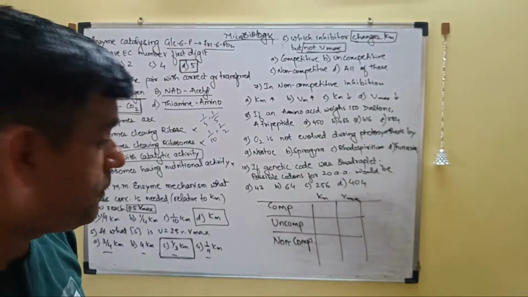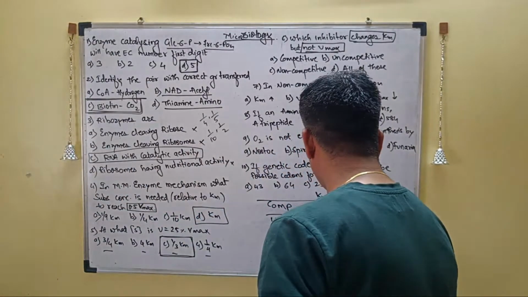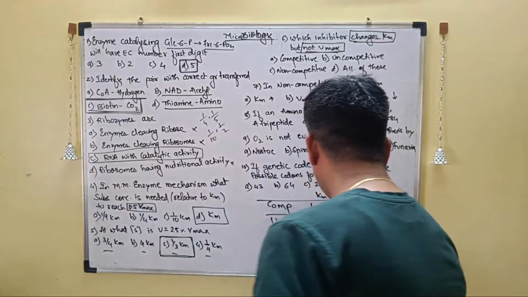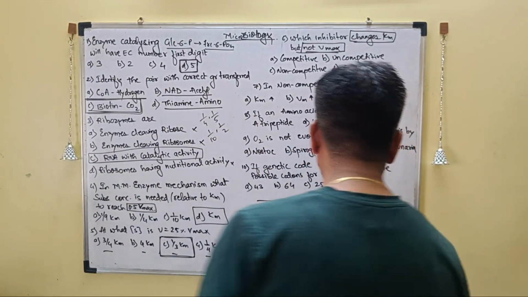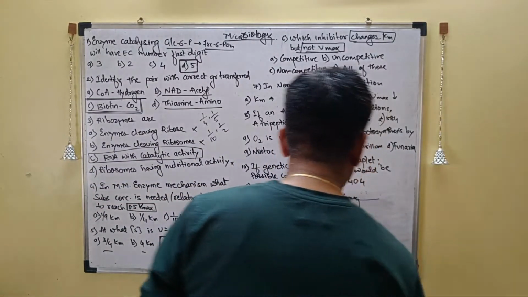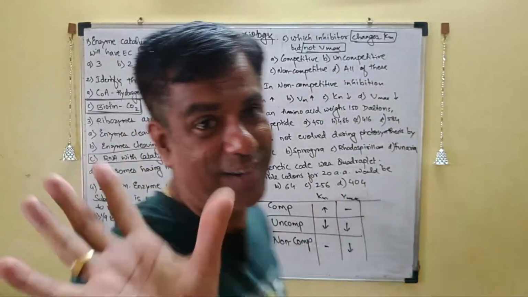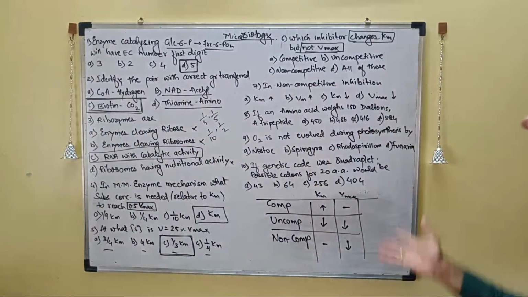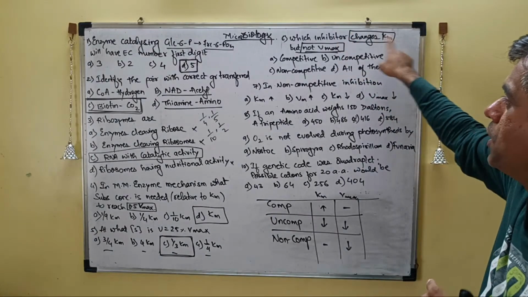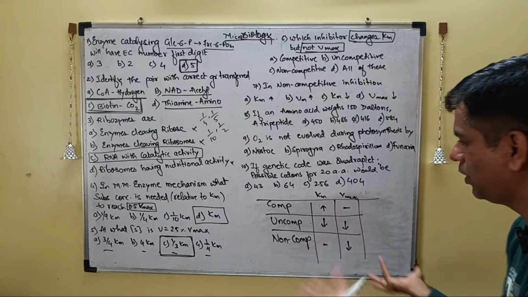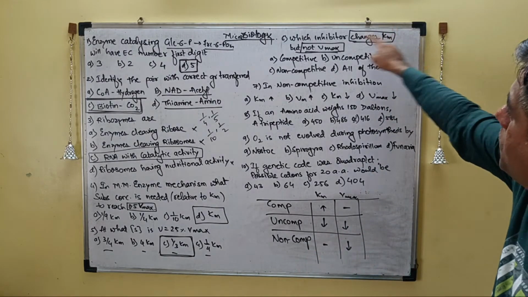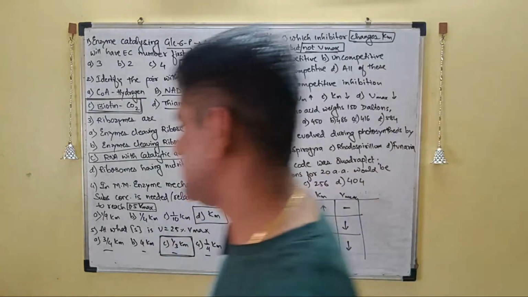In the presence of a competitive inhibitor, we know that the Km value increases and Vmax does not change. In uncompetitive, both values decrease, and in non-competitive Km does not change and Vmax decreases. If you remembered even this simple table, I think this answer is now with you. Which inhibitor changes Km but not Vmax? Seriously, can you tell which inhibitor changes Km but not Vmax? Please tell me.